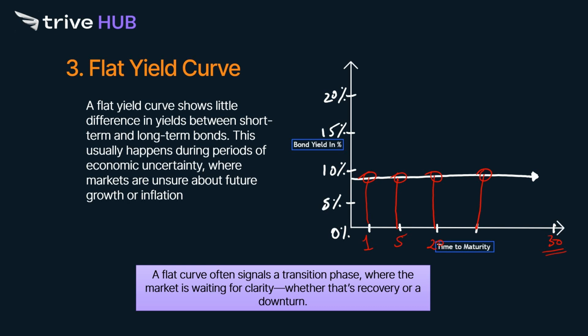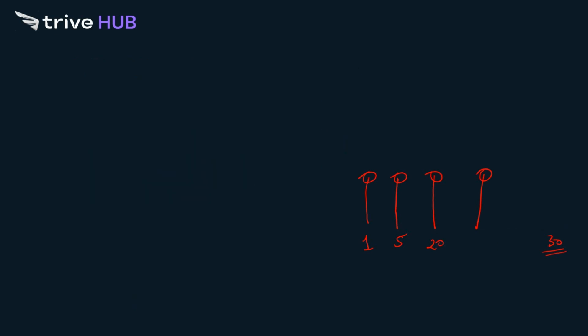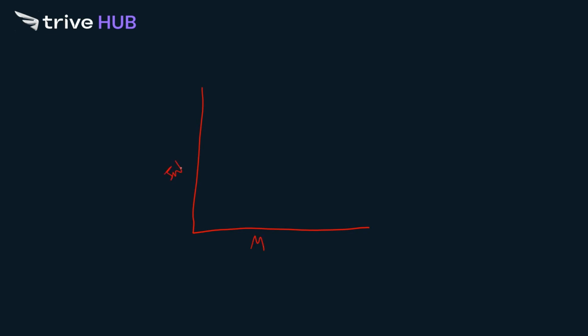Alright, so these three are the major types of yield curves. One more yield curve is there, which is like this. So we just draw a vertical axis and horizontal axis. So this is maturity and this is interest rate.